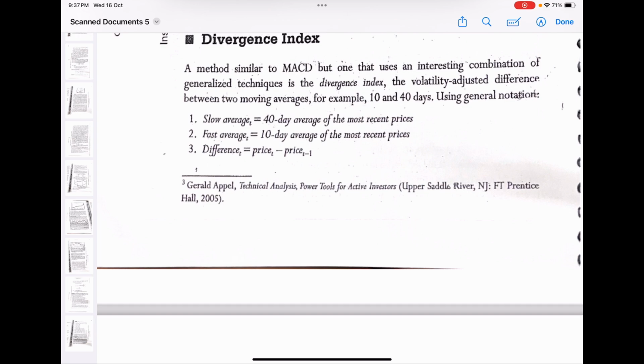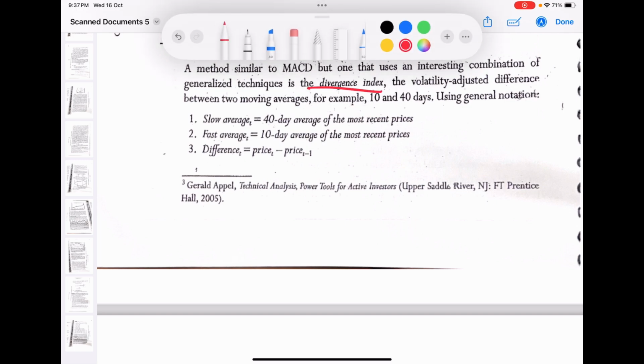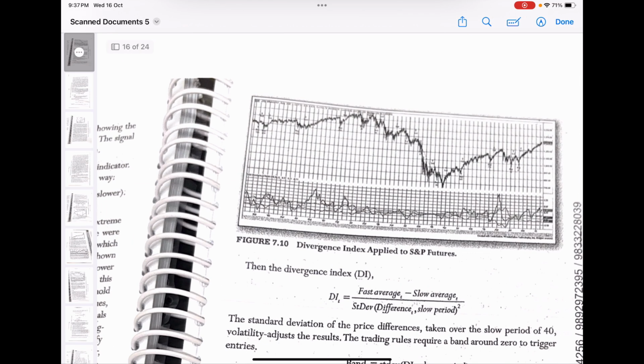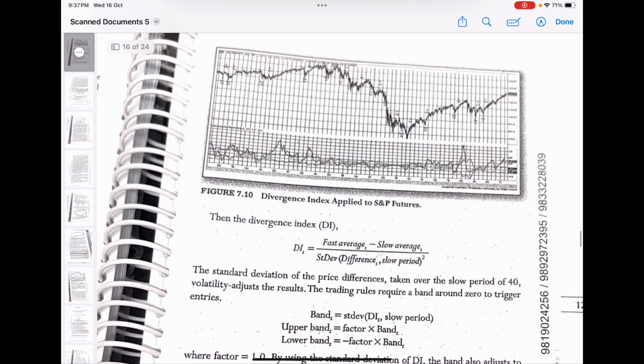A method similar to MACD, but one that uses an interesting combination of generalized techniques, is the divergence index. The volatility adjusted difference between two moving averages. Slow average is 40-day, fast average is 10-day. Differences between price today and the price previous day. Simple. What is the divergence index?